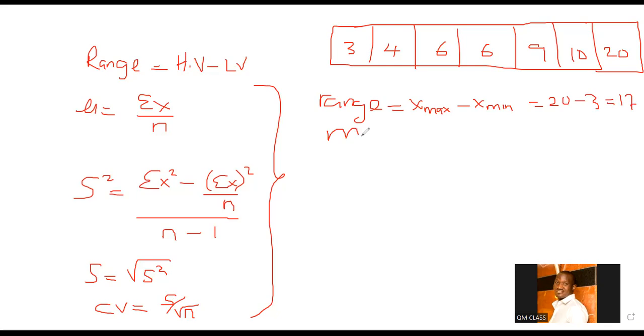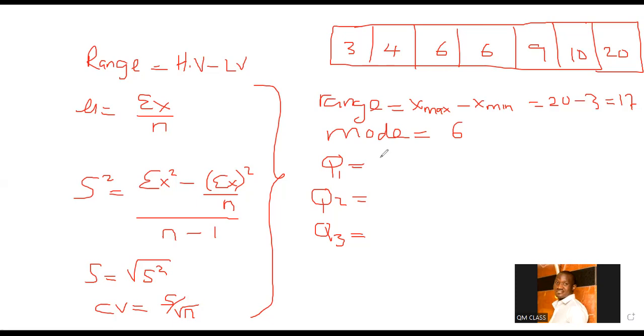How do we find the mode? The mode is simply the number that appears the most, which is 6. So we have 3 quartiles here. We have quartile 1, quartile 2, and quartile 3. Quartile 1 is called the lower quartile. Quartile 2 is called the second quartile or the median. Quartile 3 is called the upper quartile.